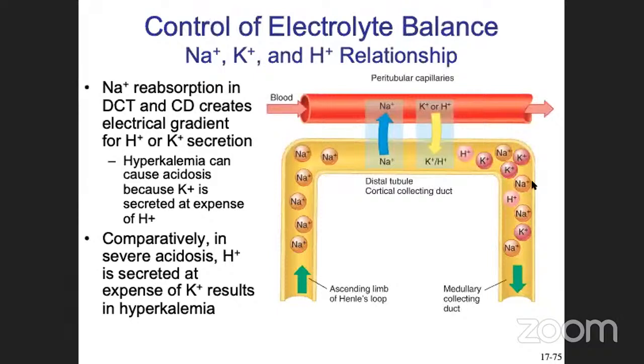I think we already finished around 1 hour, but I think just a few more slides to recapture what we have learned so far. So this is the sodium, potassium, and hydrogen ion relationship. You can see that the sodium reabsorption in the DCT and CD creates an electrical gradient for the hydrogen ion and potassium secretion. And potassium in the blood can cause acidosis. We call it hyperkalemia because the potassium is secreted at the expense of the hydrogen ion. So it's been together, okay?